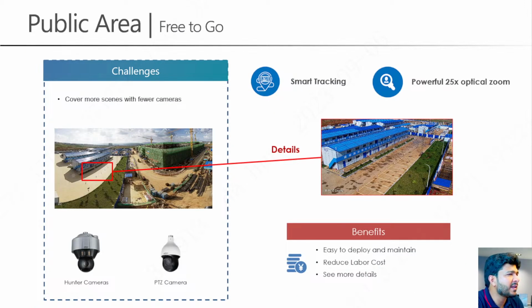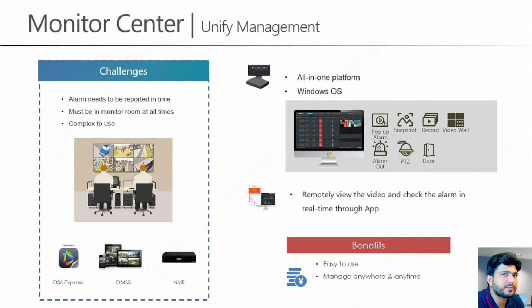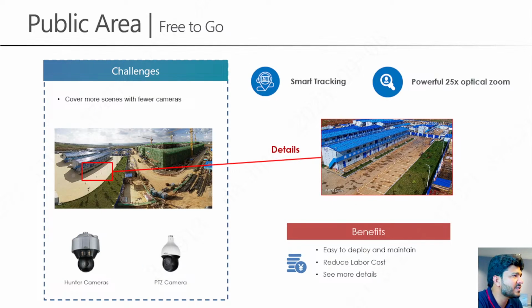So in the public area, what are the challenges and what are the solutions which we provide from our side? Cover more scenes with fewer cameras. If we have a big area, then we need to install more and more cameras and it will increase the cost. Also maintenance costs like cabling, everything will be increased.